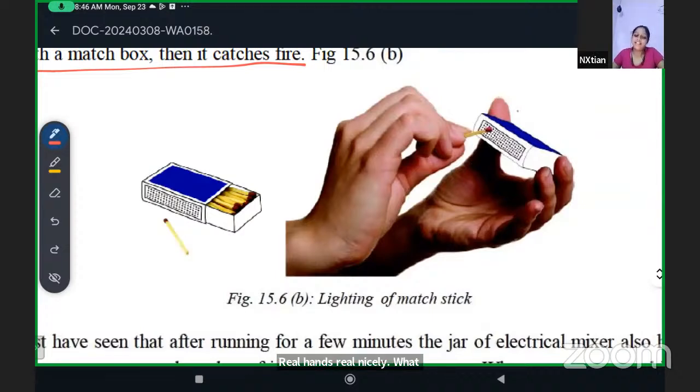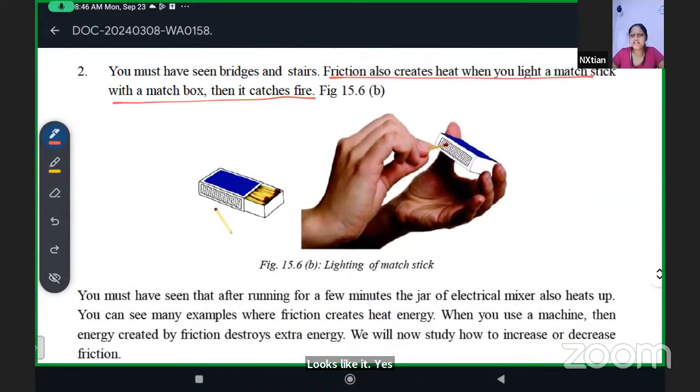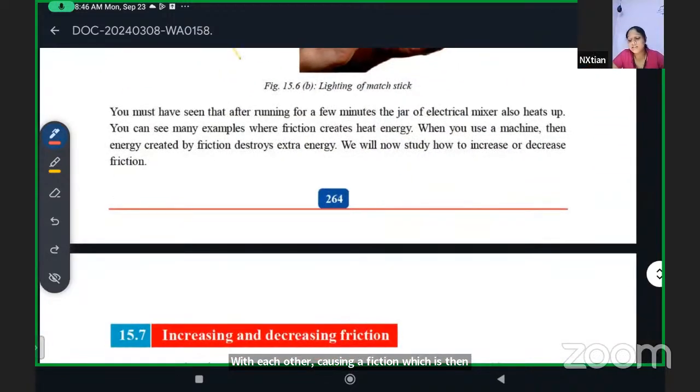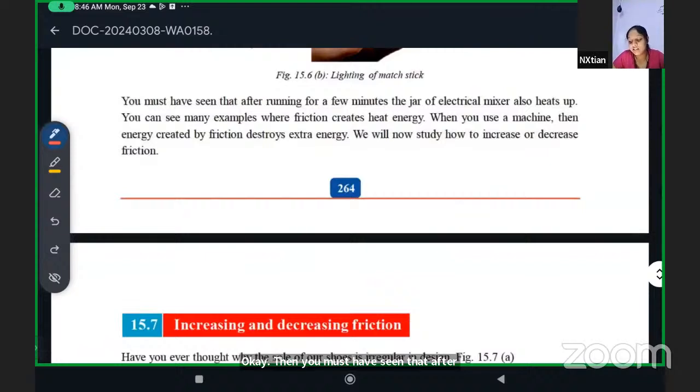Looks like it. Yes. So the friction is happening. The two surfaces, the head of the matchstick and the matchbox surface, are coming in contact with each other, causing friction, which is then resulting in heat. Then you must have seen that after running a few minutes, the jar of an electrical mixer also heats up. You can see many examples where friction creates heat energy. So yes, friction also creates heat energy. When we use the machine, energy created by friction destroys extra energy.